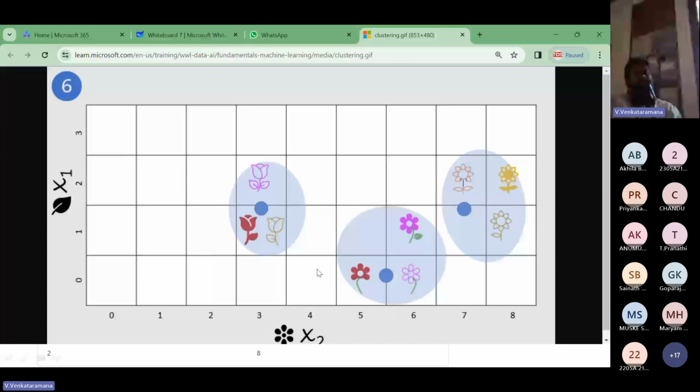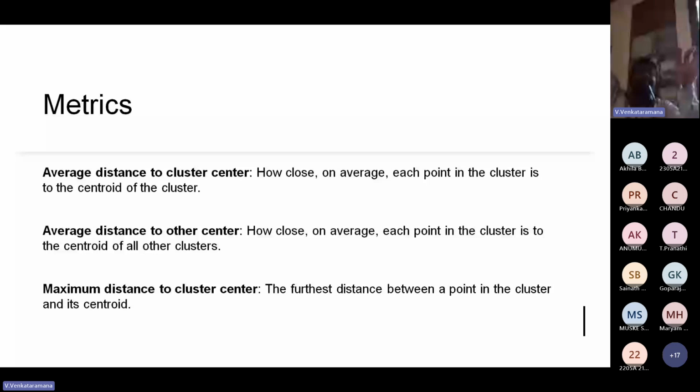That means, if you consider the rose flowers, you calculate the distance of the rose flowers from the other cluster centroids. Your rose flowers must be far away from the other flower centroids. So that is the average distance to the other center.